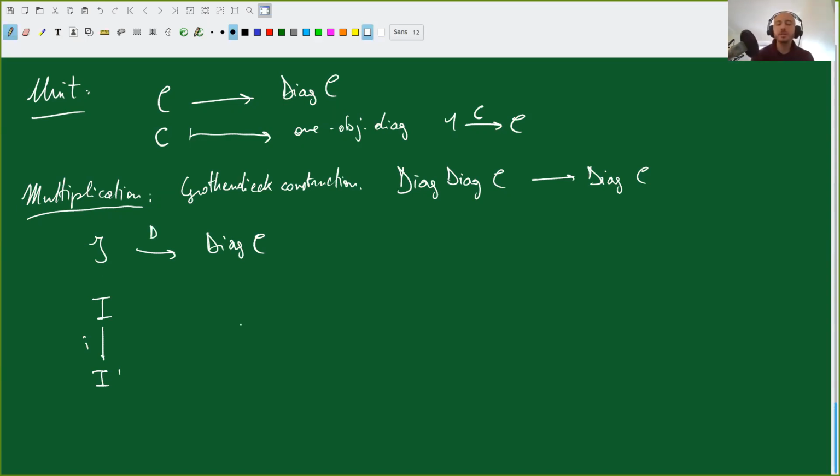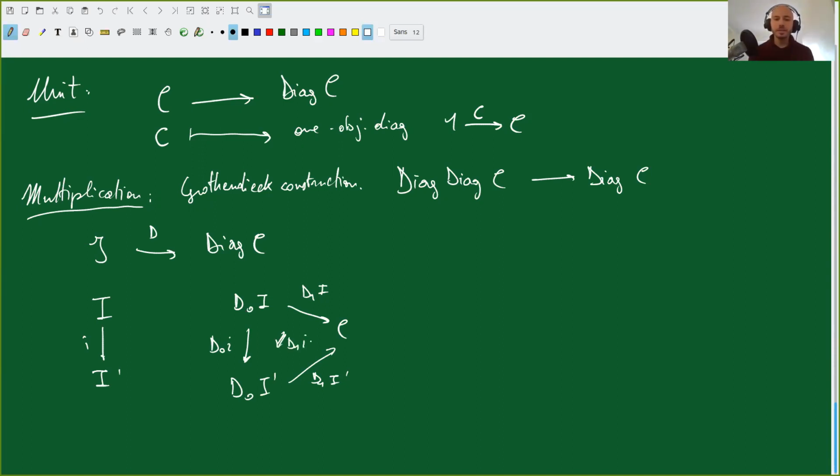What does this mean? Well, that means that on objects, this picks out a small category and a functor into C. That's an object of diag C. And it does this for each object. And now for each morphism I, it picks out a morphism of small categories, so a functor, and the natural transformation here.